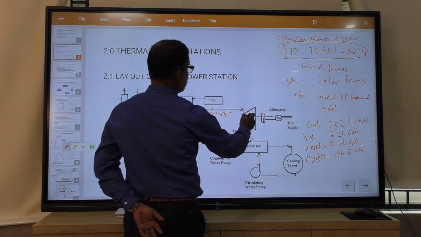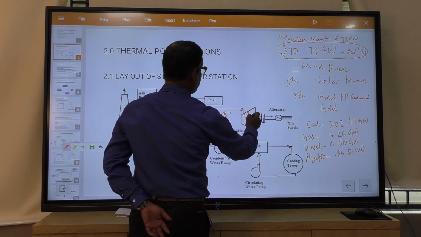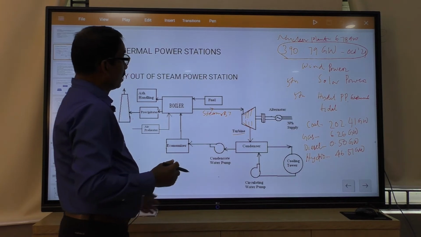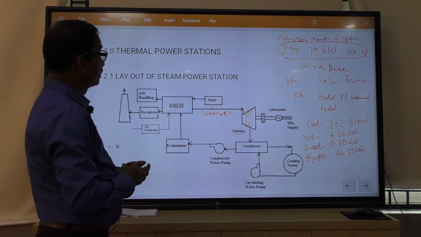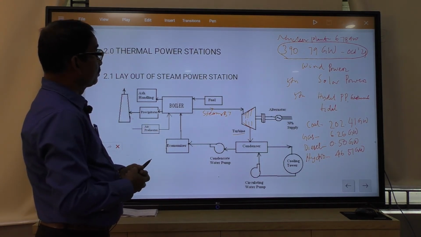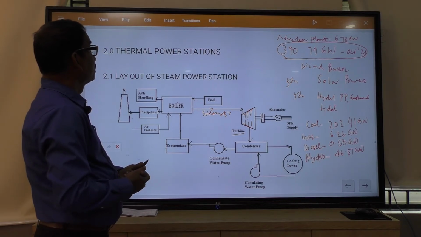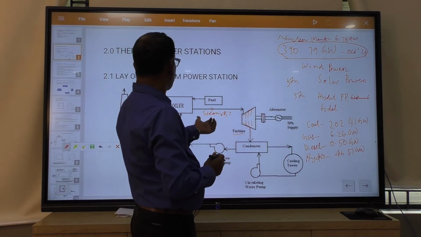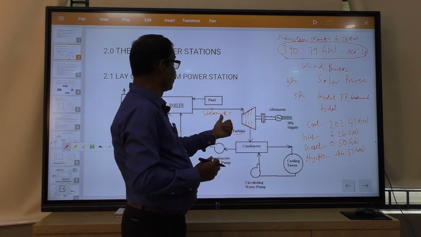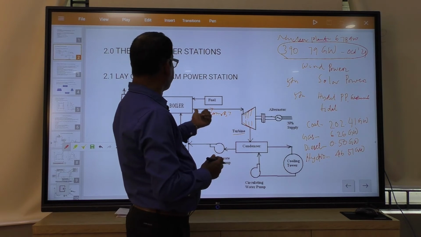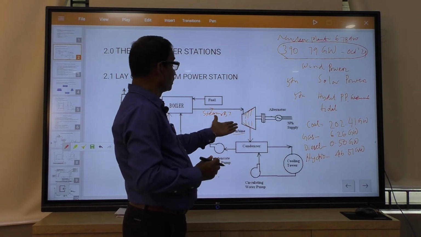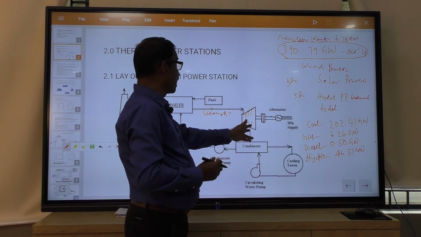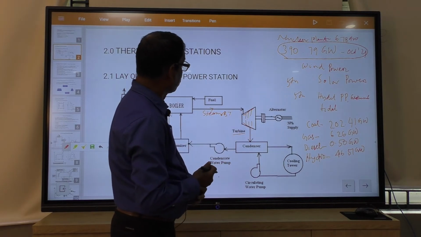Here the turbine blades are there. The steam passing through the turbine blades produces a reaction force, and the kinetic energy, the velocity, comes from the boiler. Actually there is a nozzle, and in the nozzle the heat energy is converted into kinetic energy. That means the nozzle is also a part of the turbine, that's why it is not mentioned here.